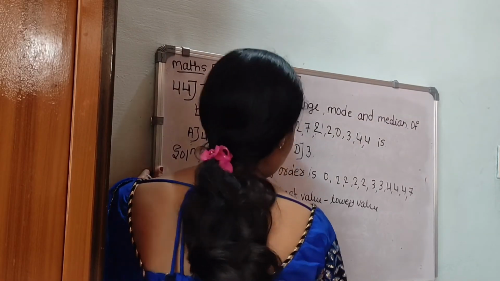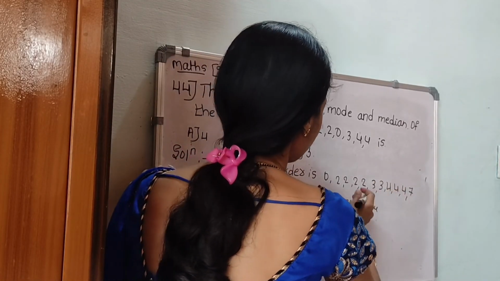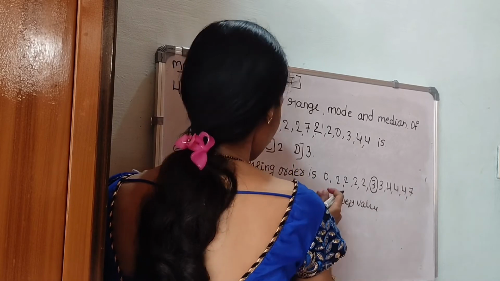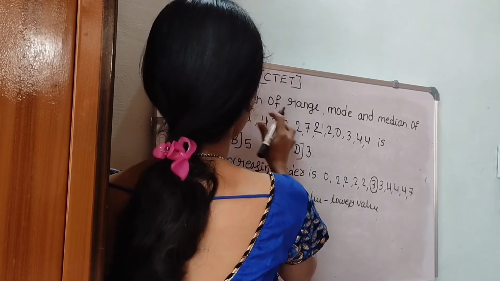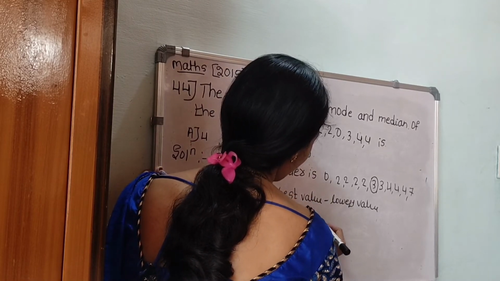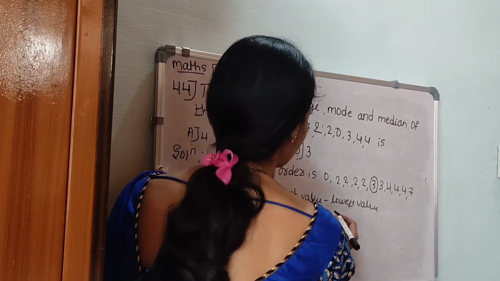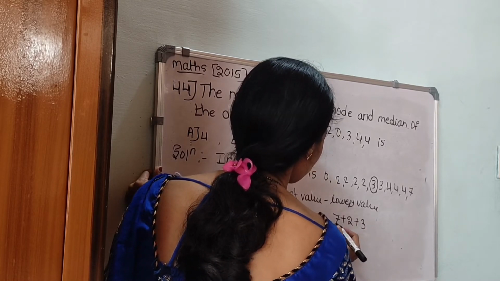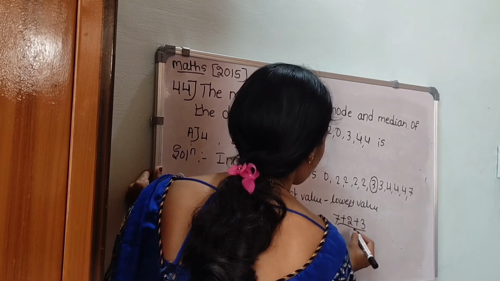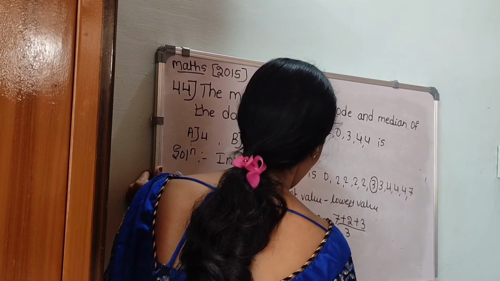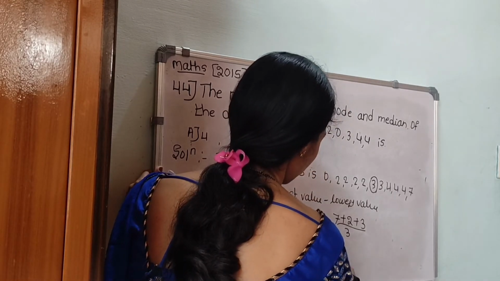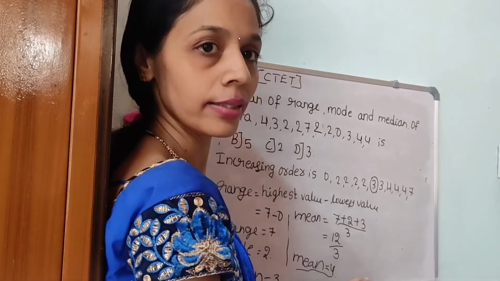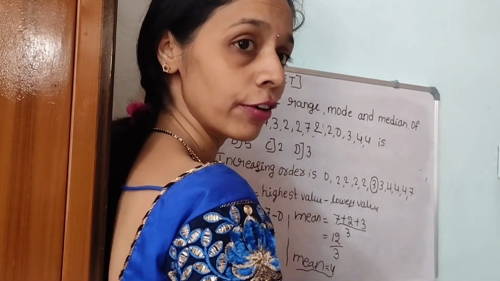Next, we find the median. The data which is in the middle is called the median. See, 3, 3. So 3 is the median of this data. Next, we consider the mean. Mean means the sum of range, mode and median divided by 3. So 7 plus 2 plus 3 is equal to 7 plus 2, 9, 9 plus 3, 12, divided by 3. Mean is equal to 12 divided by 3. So the answer is 4. Option number A is the correct answer. Understood? This is the solution of 44th one.